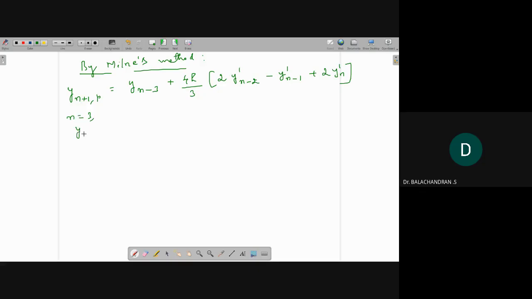So y4 comma p is equal to y0 plus 4h by 3 into 2 into y1 dash minus y2 dash plus 2 into y3 dash. So we need y1 dash, y2 dash, and y3 dash.